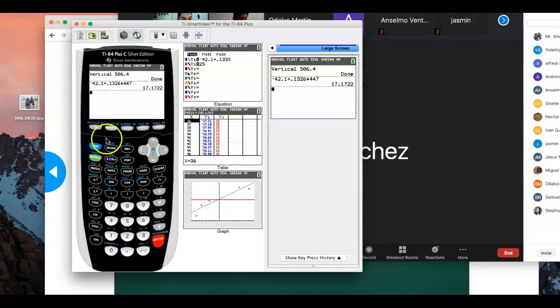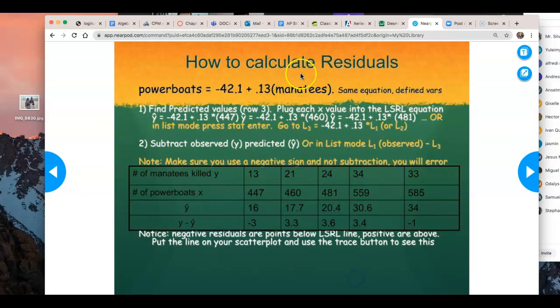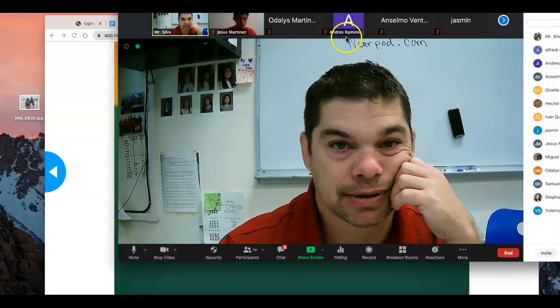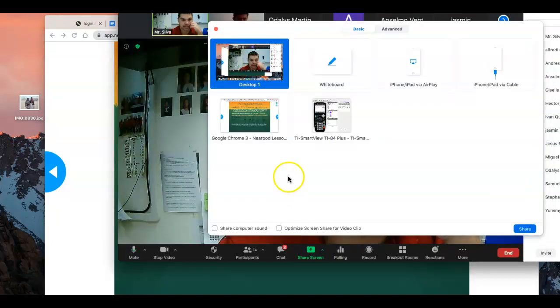You can't see your calculator. Oh my gosh, I did it again. Stop share. Okay, let me stop sharing my screen. I thought I shared it.